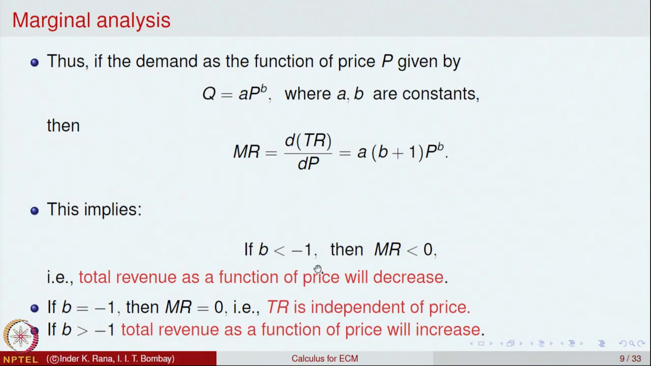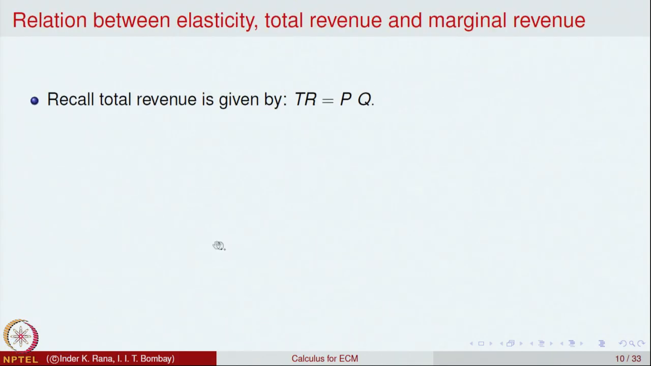So, depending on this, for this kind of demand related with price, depending on the constant b, if b is less than minus 1, then total revenue will decrease. If b is equal to minus 1, the total revenue will stay stationary. If b is bigger than minus 1, then the total revenue as a function of the price will increase. So, that is the way we interpret the notion of marginal with respect to the total.